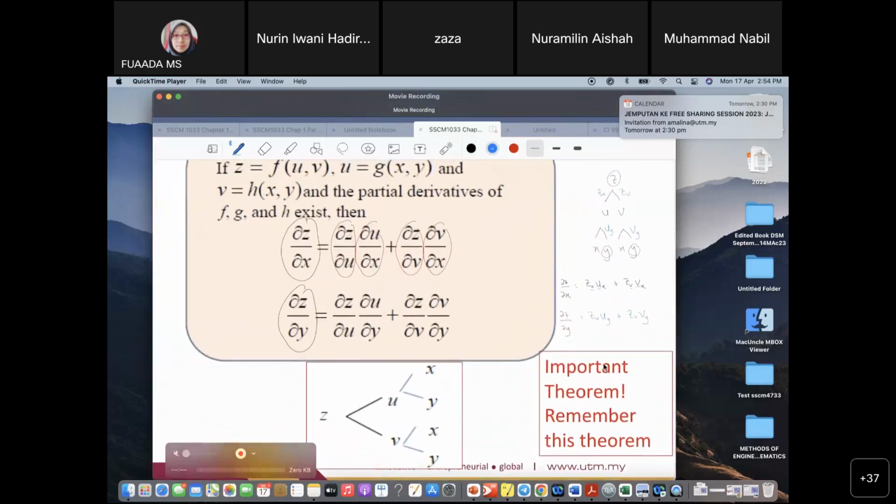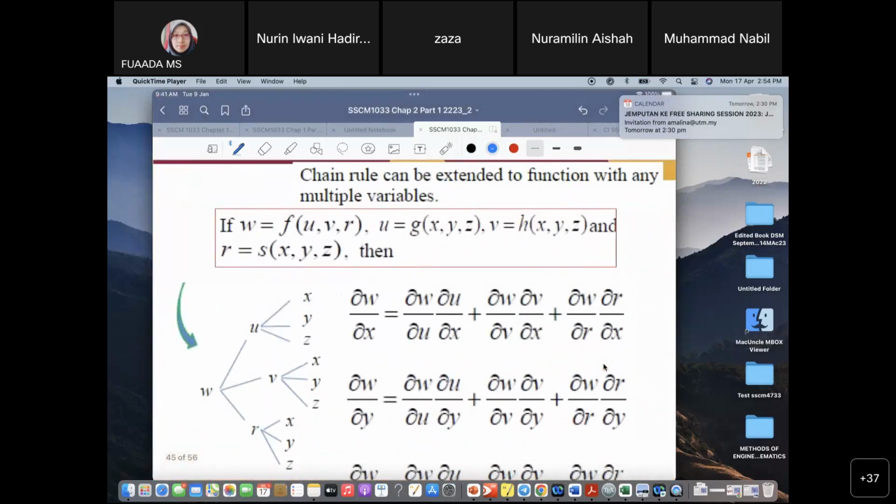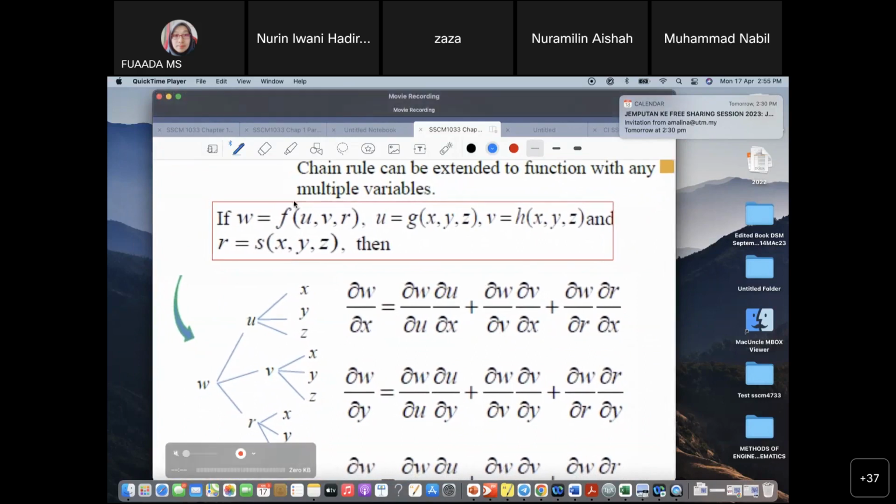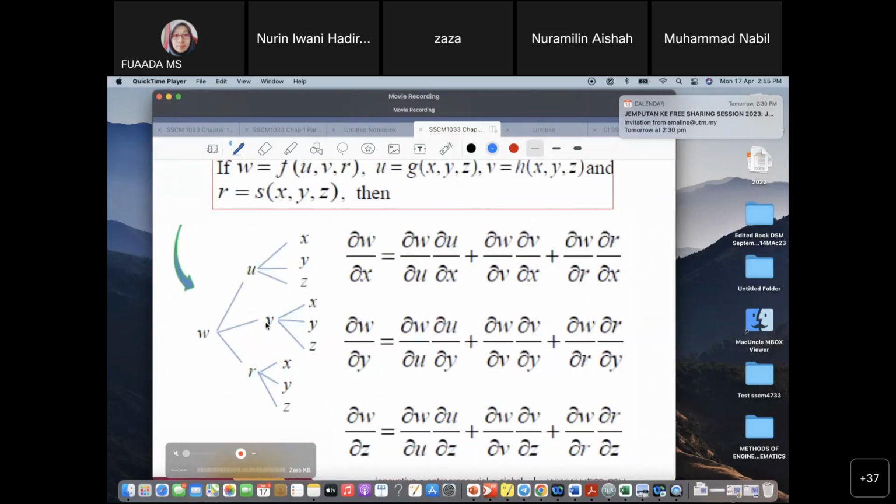Okay. Okay, kita tengok contoh yang berkaitan. Ini kalau lebih complicated you tengok. Sekarang ni, you got 3 variable. U, V, R. So, under the W, there are 3 variables. U, V, and R. And each of the U, V, and R, they have their own function in terms of X, Y, Z. So, under U, there are X, Y, Z. Under V, there are X, Y, Z. Under R, there are X, Y, Z. So, the chain rule for the W with respect to each of the inner variable yang paling bawah.